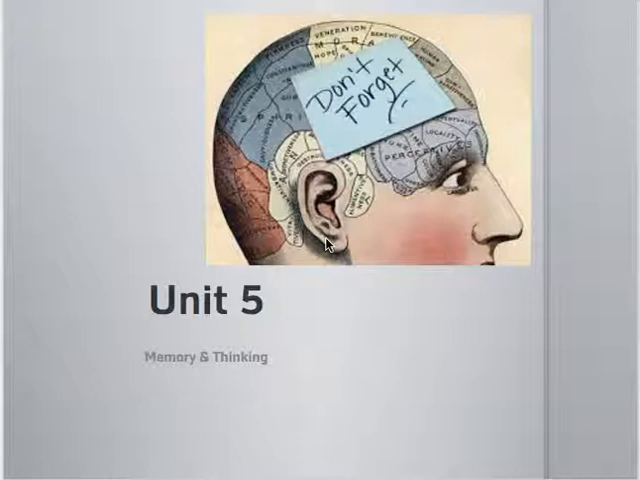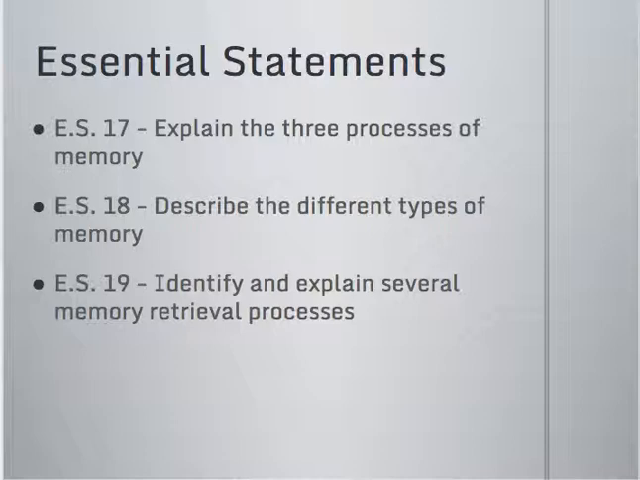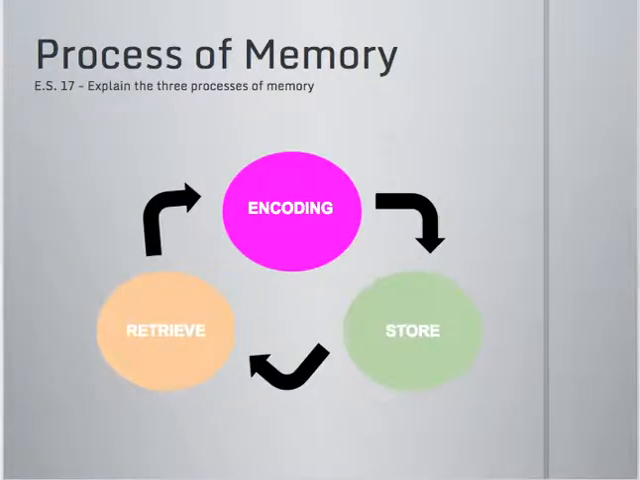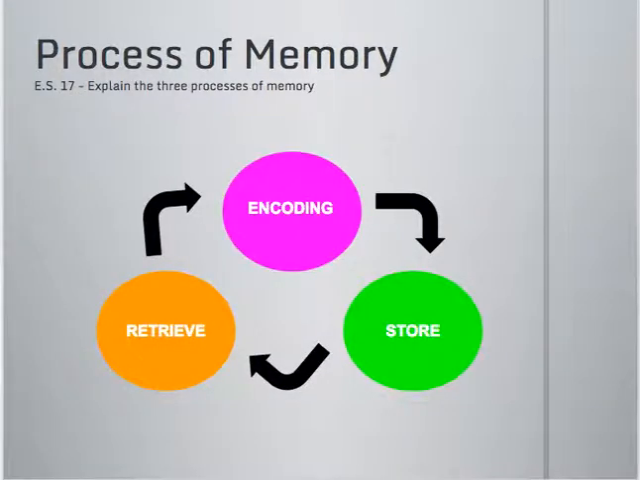So your three essential statements that we are going to take a look at in this unit are explain the three processes of memory, the different types of memory, and some strategies to retrieve memory. So to begin with, we're going to talk about the process of memory. So there's three processes. First, encoding, storing, retrieving. And the process just completely repeats itself over and over again. One part can never really work by itself. It always relies on the other parts.